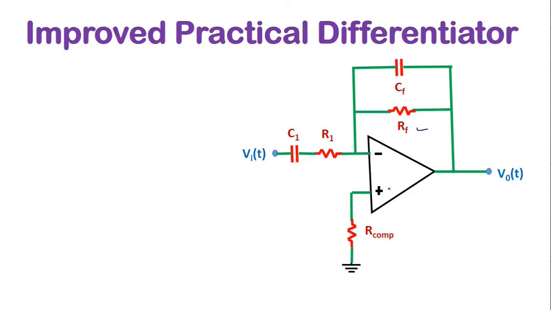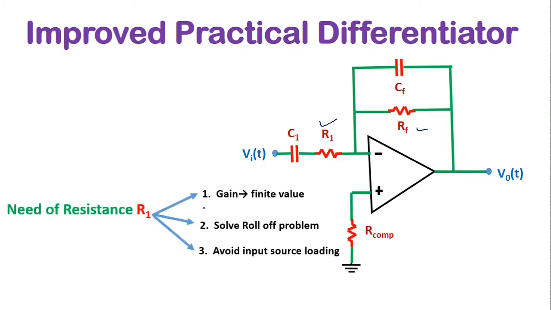We have already discussed the need of this resistance R1 in the previous class when we discussed the practical differentiator circuit. The need of resistance R1 in the circuit is, first, it reduces and restricts the gain of the differentiator circuit to a finite value. Then it also solves the roll-off problem in the circuit, and it also avoids the input source loading.